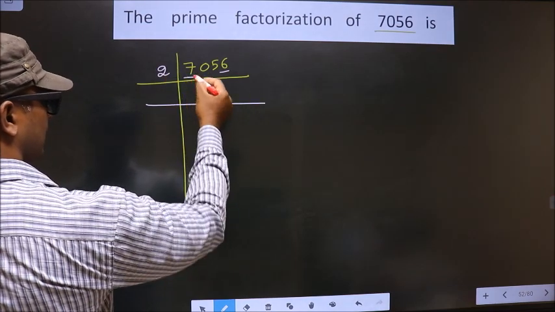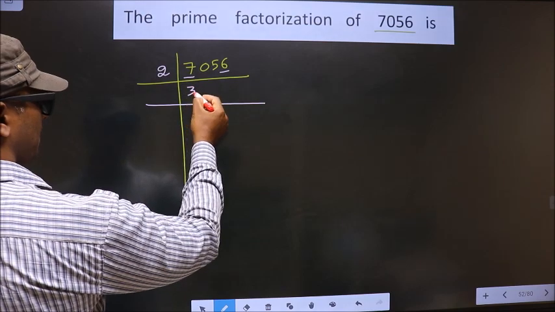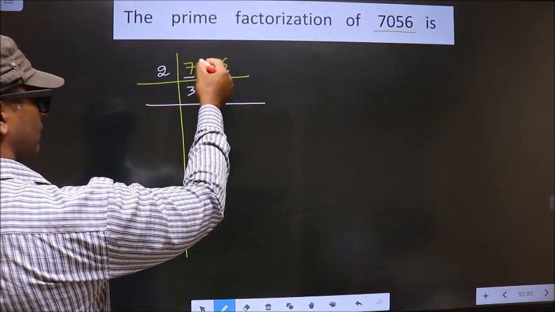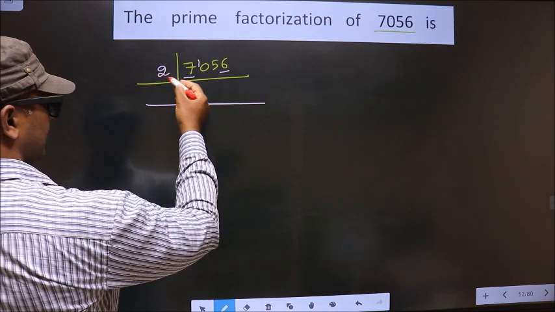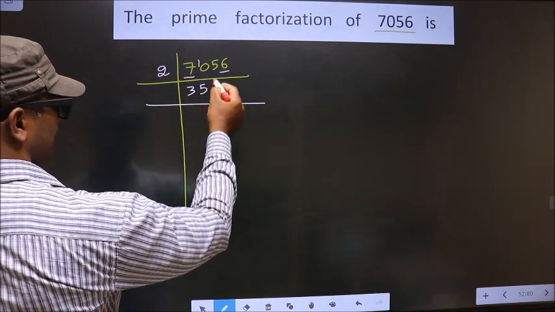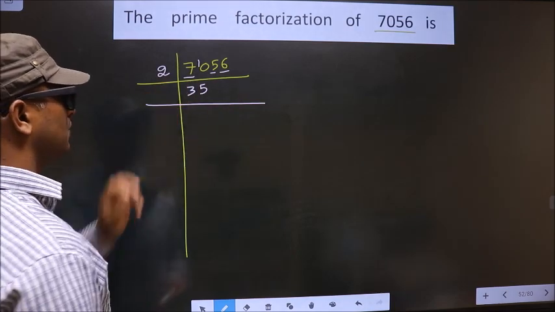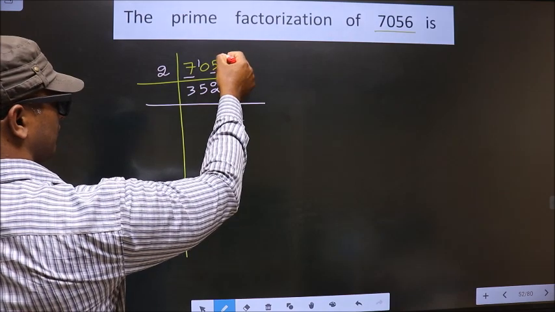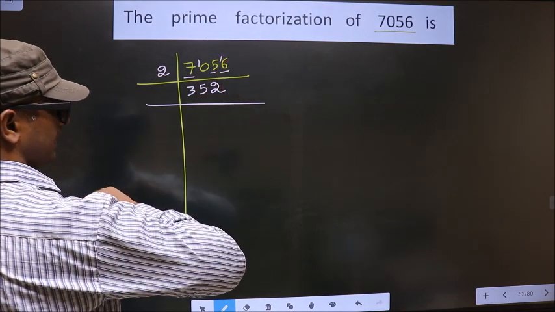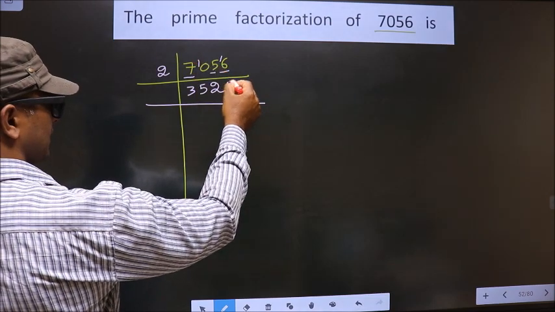First number is 7. A number close to 7 in 2 table is 2, 3, 6. 7 minus 6 is 1. 1 carried forward, making it 10. When do we get 10 in 2 table? 2 5s 10. Next number is 5. A number close to 5 in 2 table is 2 2s 4. 5 minus 4 is 1. 1 carried forward, making it 16. When do we get 16 in 2 table? 2 8s 16.